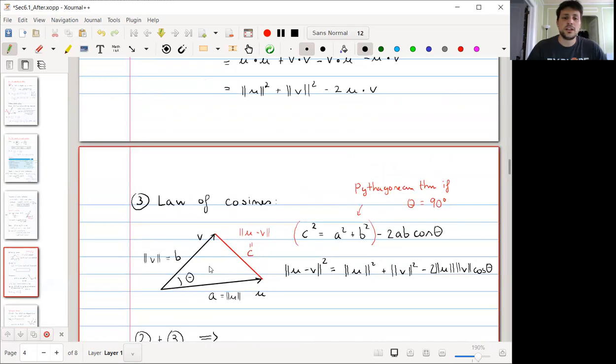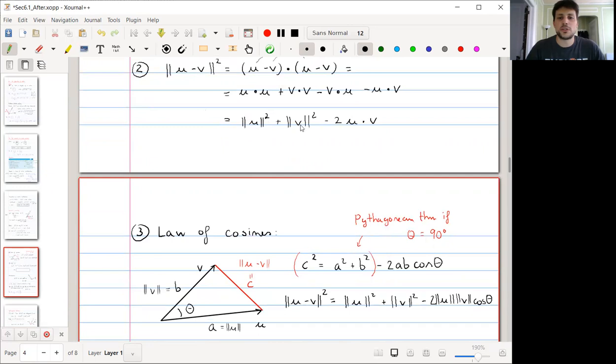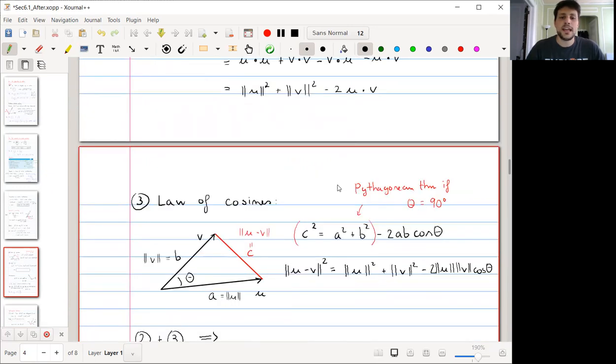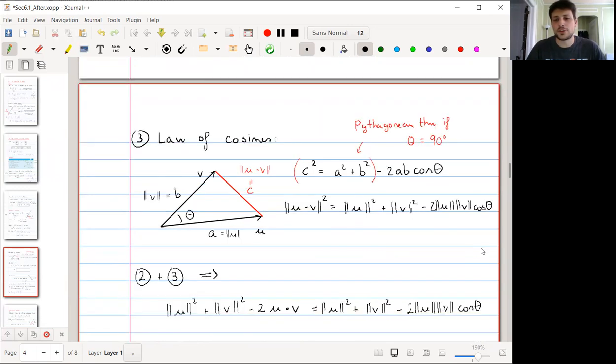Now, let me remind you that in 2, we wrote an expression for the norm of u minus v squared, which had norm of u squared, norm of v squared, minus 2 u dot v. And here we wrote that the norm of u minus v squared is equal to the same thing, except the last term is different. So I can set them equal to one another, and I get this chunk from 2, this left-hand side here, and the right-hand side here from number 3.